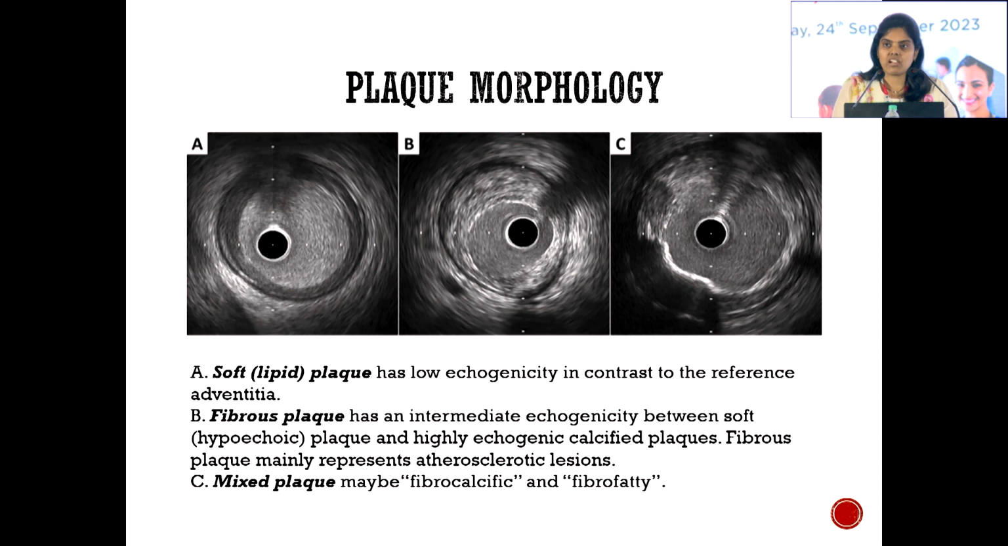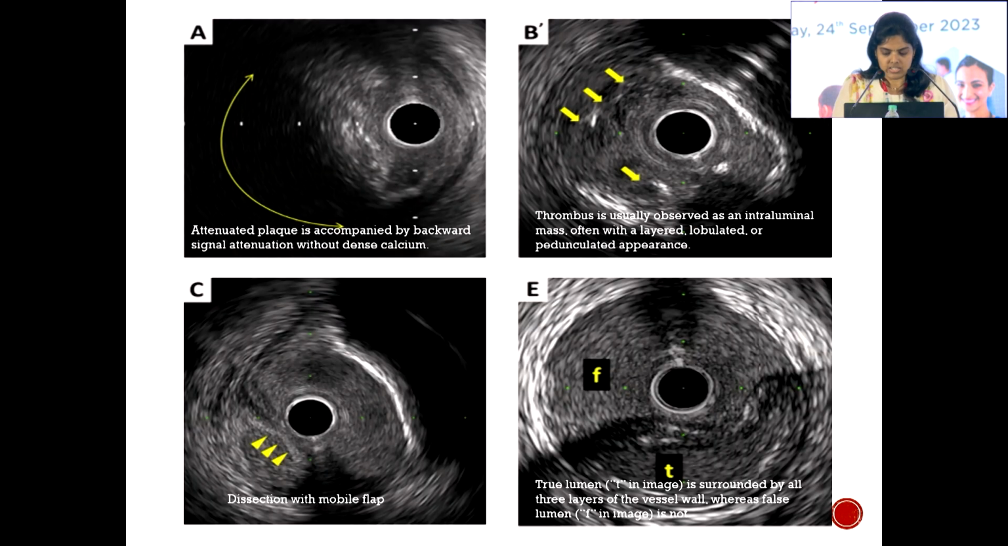So there are various plaque morphologies. I won't go into the details, but this is how a soft plaque looks. The other end is a mixed plaque, and in between is a fibrous plaque. This is all based on echogenicity, similar to how we see on an echocardiogram. So some more morphologies: an attenuated plaque, a layered thrombus, and a dissection with a true and a false lumen.